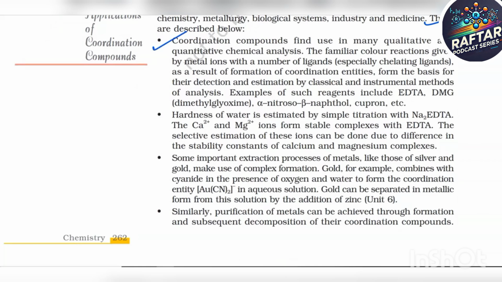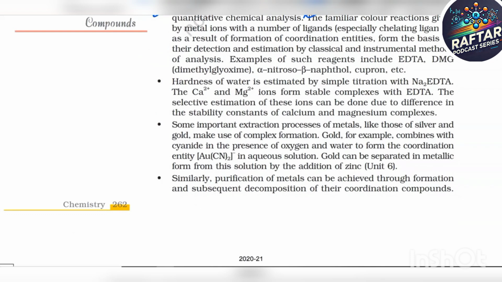The familiar color reactions given by metal ions with a number of ligands, especially chelating ligands, as a result of formation of coordination entities, form the basis of their detection and estimation by classical and instrumental methods of analysis. Examples of such reagents include EDTA, DMG (dimethylglyoxime), alpha-nitroso-beta-naphthol, cupron, etc. Hardness of water is estimated by simple titration with Na2-EDTA.